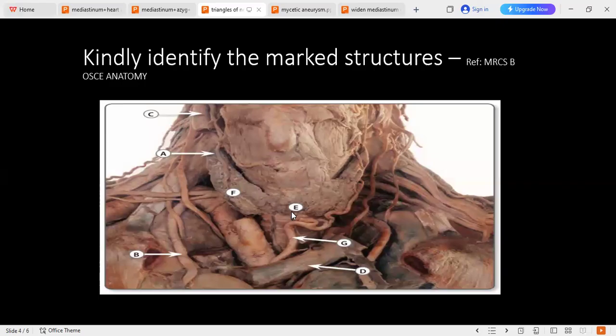Okay, good. Please tell me what are the posterior relations of the thyroid gland? The thyroid gland posteriorly has the trachea and then the esophagus. Are you sure? Are they separated by something, or is it in direct contact with the esophagus and trachea? No, they are separated by the pretracheal fascia.